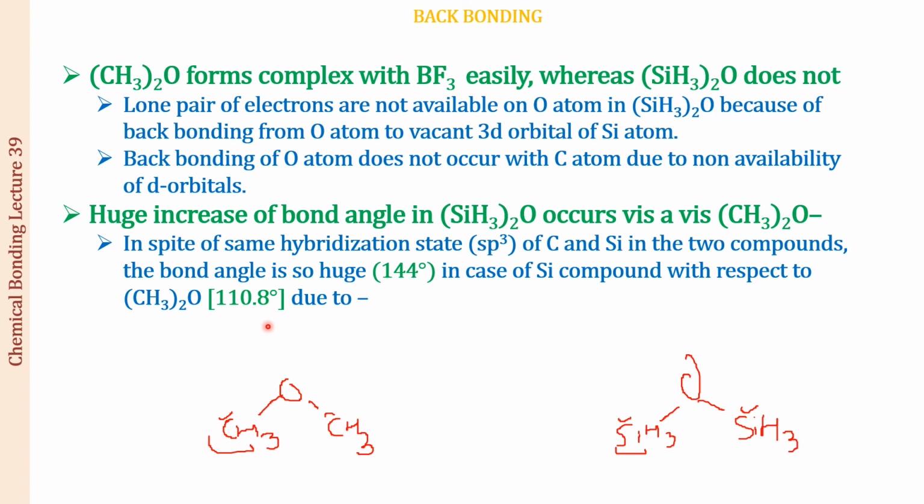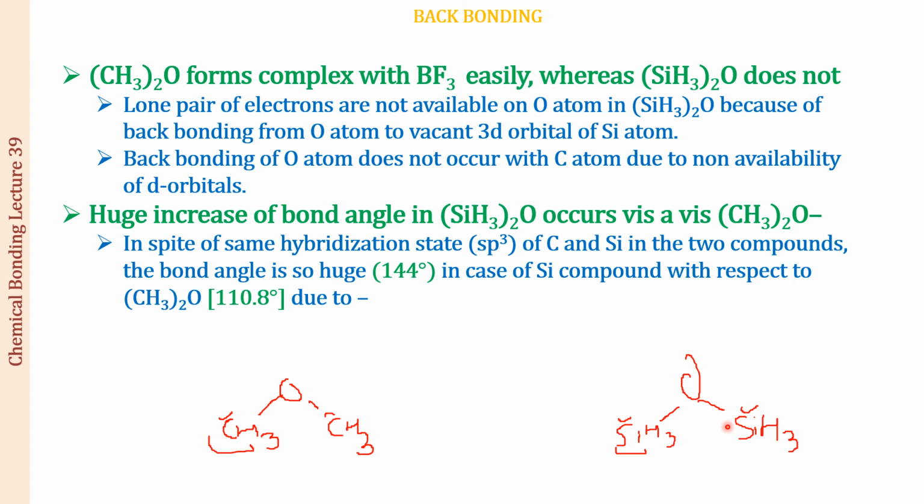Why is it so? In dimethyl ether, the bond angle increases in comparison to the water molecule, where also oxygen will be having 2 lone pairs of electrons. It is an increase because of the steric hindrance of the large methyl groups. Okay, so they are large methyl groups, they are going to repel each other, and the bond angle is going to increase. In case of disilyl ether, again we have large groups which are attached to oxygen, so there is going to be steric repulsion.